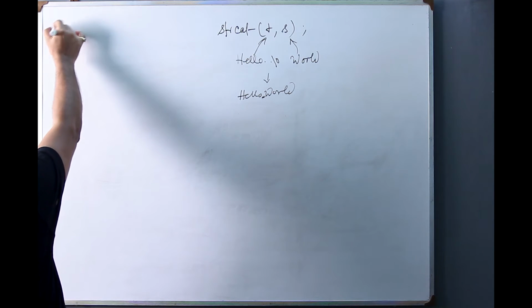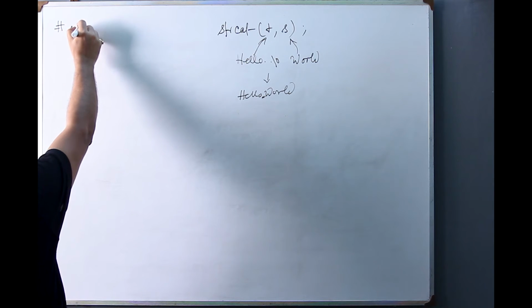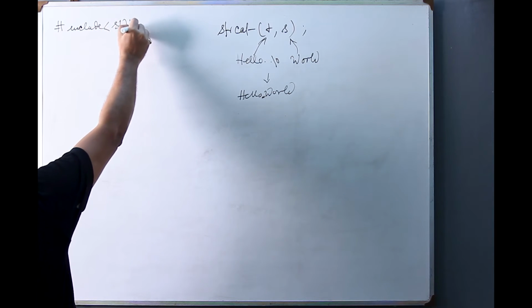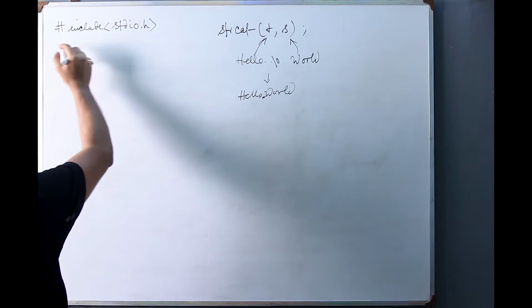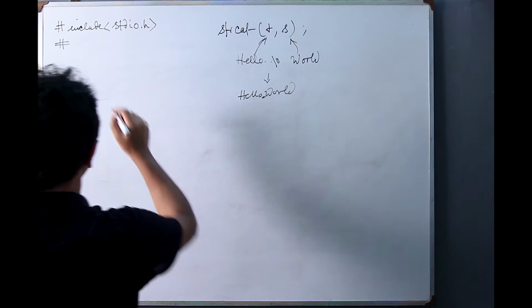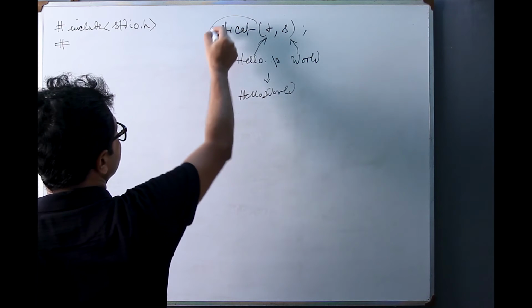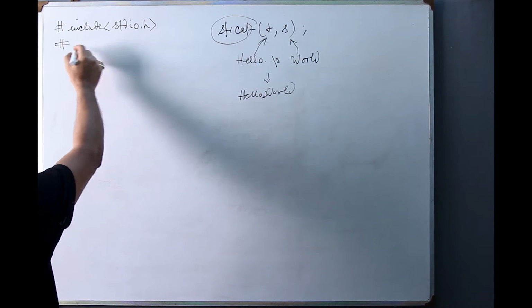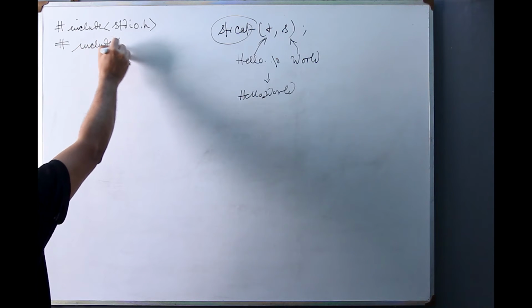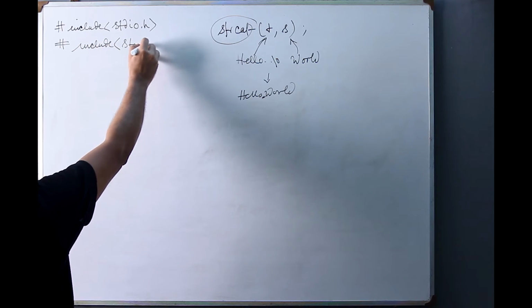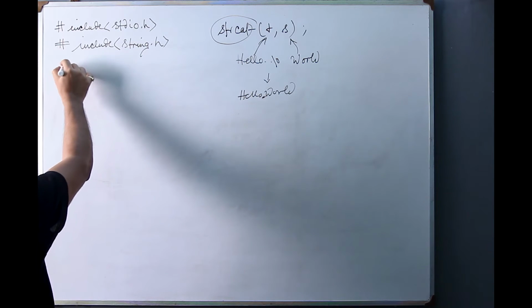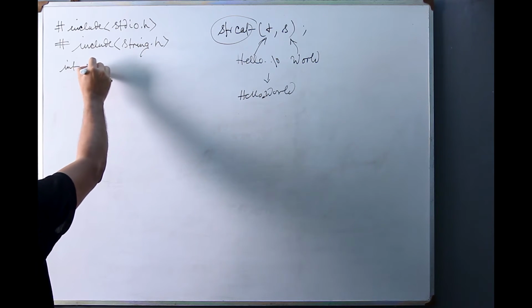Hash include stdio.h, and then we will include the string.h header file because this strcat is present in the string.h header file. Hash include string.h. After that we come to the int main section.